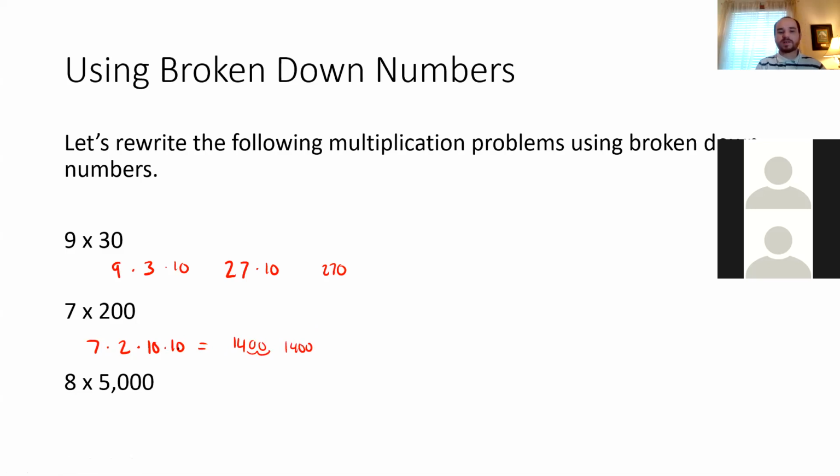And you don't necessarily have to break it down all the way into the tens. I'm just doing it for consistency purposes. But you could break this down into just 7 times 2 times 100. That's just kind of skipping a step. All right, and then 8 times 5,000, pretty similar. We have 8 times 5 times 10 times 10 times 10. 8 times 5 is 40. And then we're going to add our 3 zeros for our 3 tens. So 0, 0, 0, and we get 40,000.